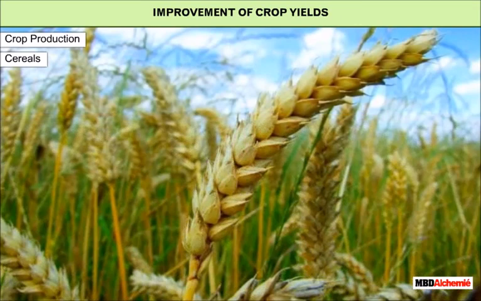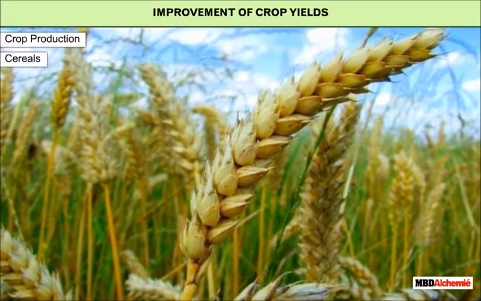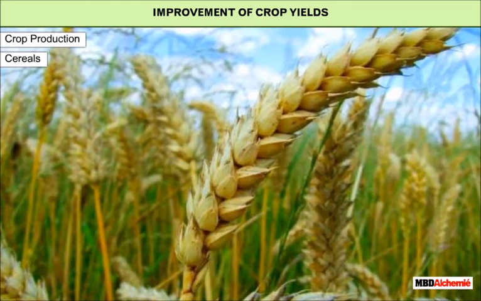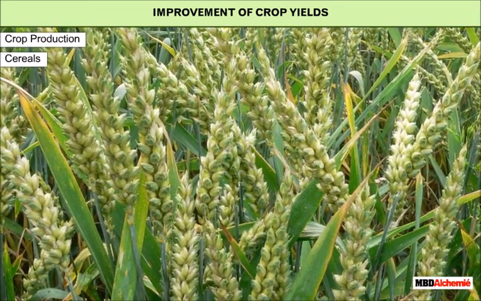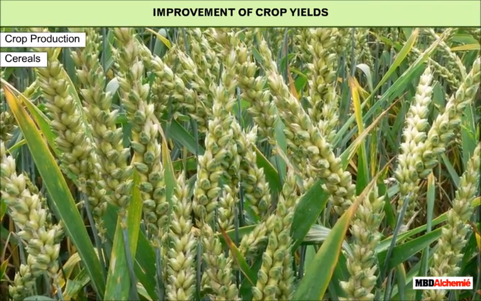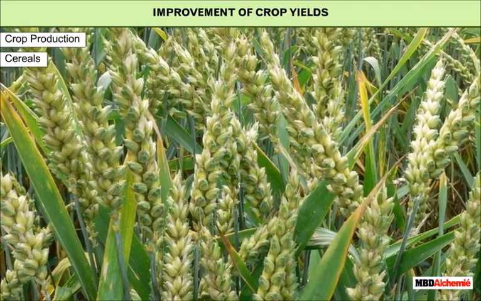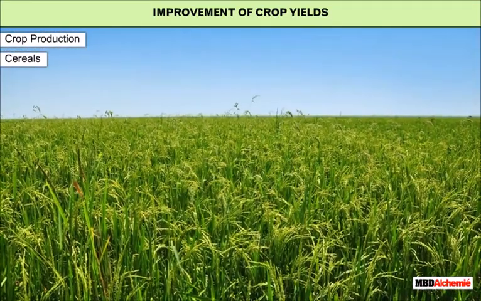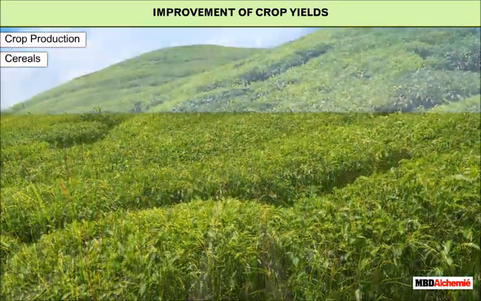Crop production. Cereals. Cereals are grass-like crops that are harvested for their dry seeds. These seeds are often ground to make flour. Cereals provide almost half of all calories consumed in the world. Botanically, cereals are the members of the Poaceae or grass family.